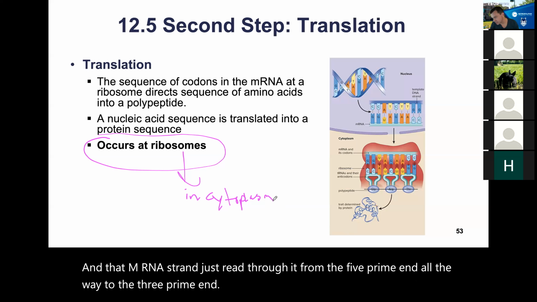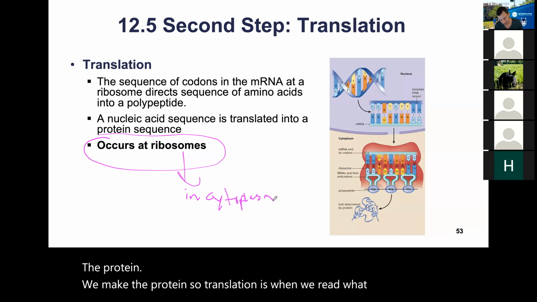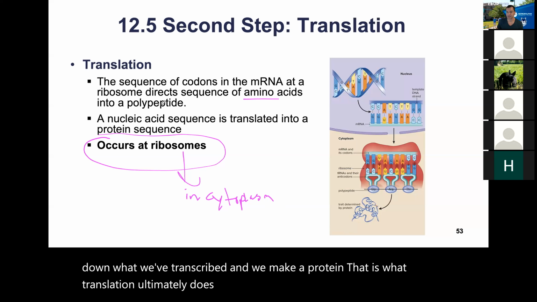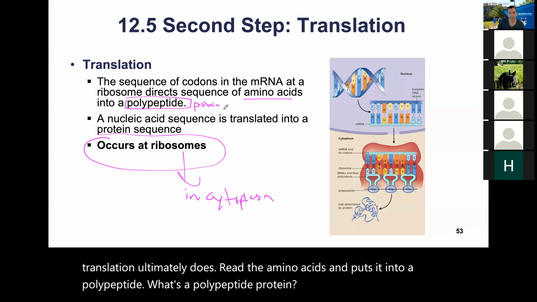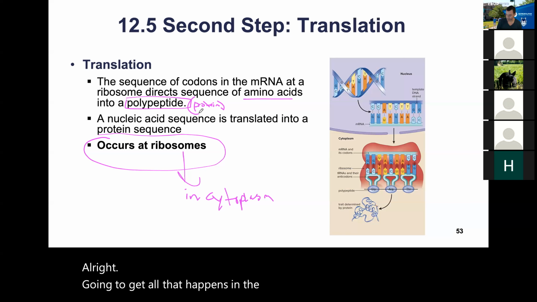And we make the protein. Okay. We make the protein. So translation is when we read what we've written down, what we've transcribed, and we make a protein. That is what translation ultimately does. Okay. Reads the amino acids and puts it into a polypeptide. What's a polypeptide? Protein. Okay. All right. And again, all that happens in the cytoplasm, specifically at a ribosome.